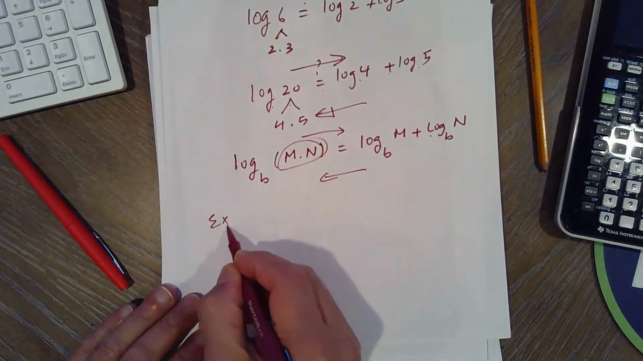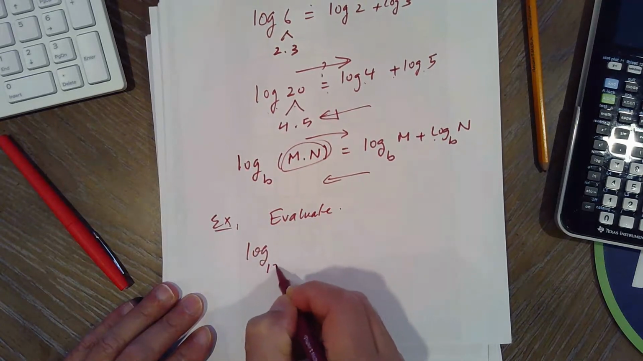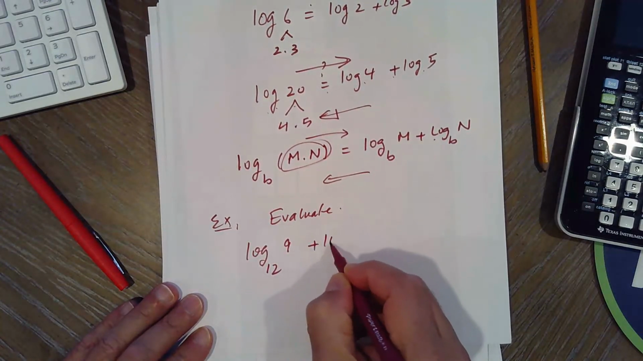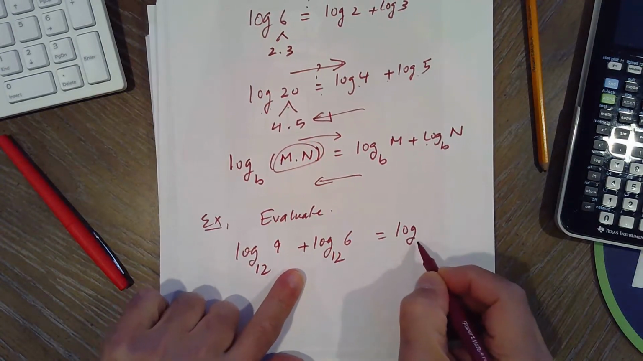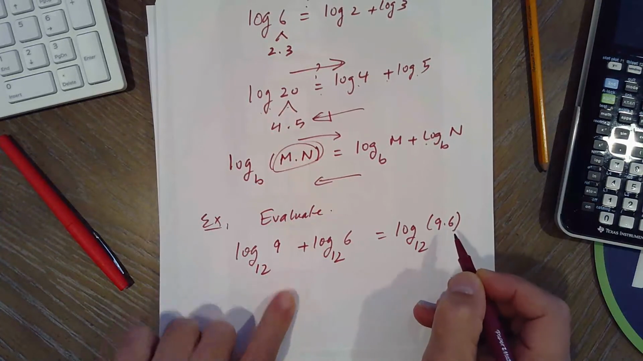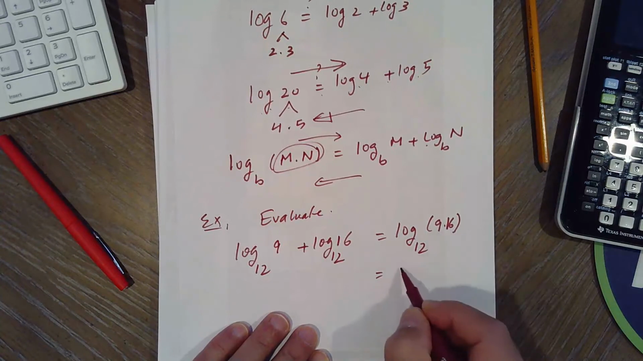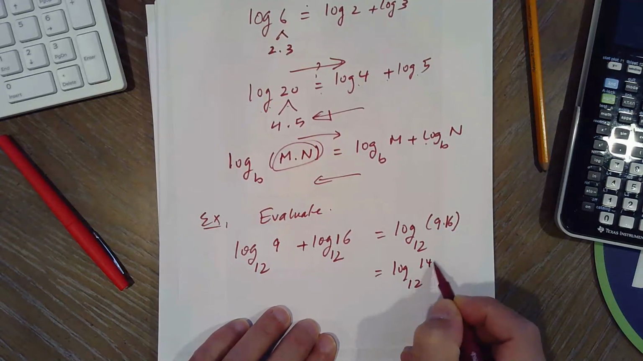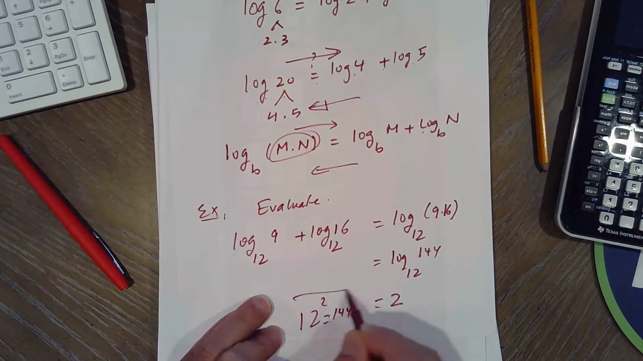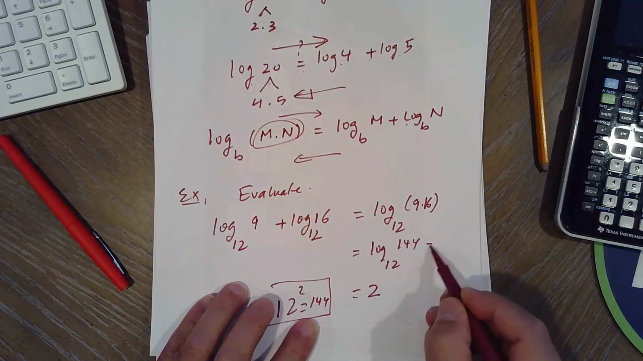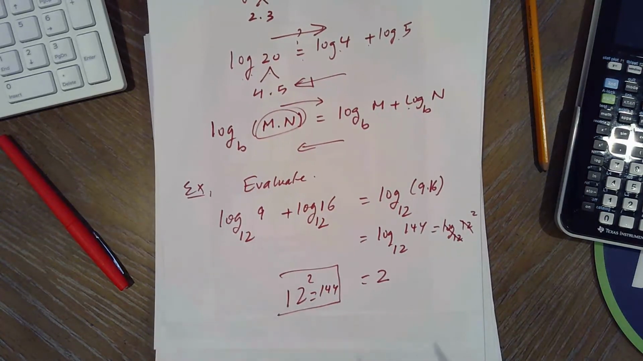So for example, if I want to evaluate log base 12 of 9 plus log base 12 of 16, since it's a plus, I can write it as 9 times 16, which is log base 12 of 144, which is 2. Why? Because 12 squared is 144, okay? Or you can write this as log base 12 of 12 squared, and that gives you a 2.